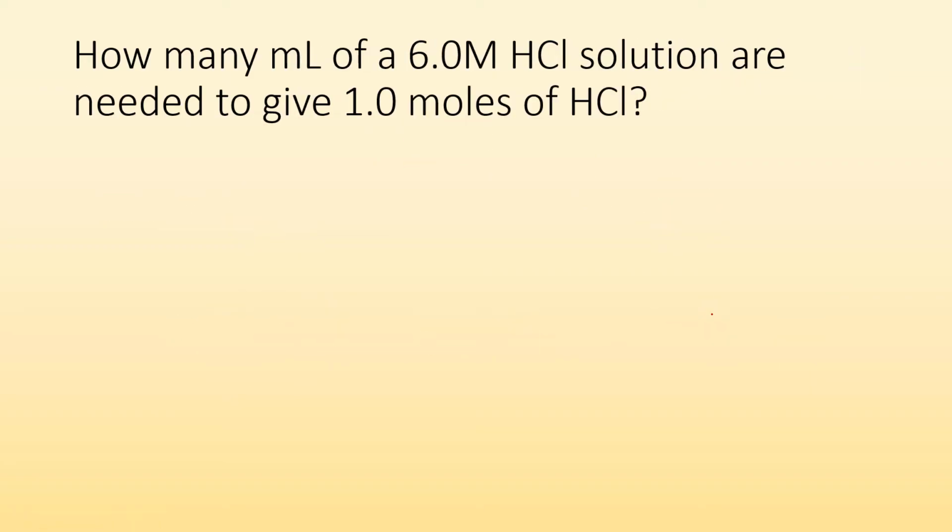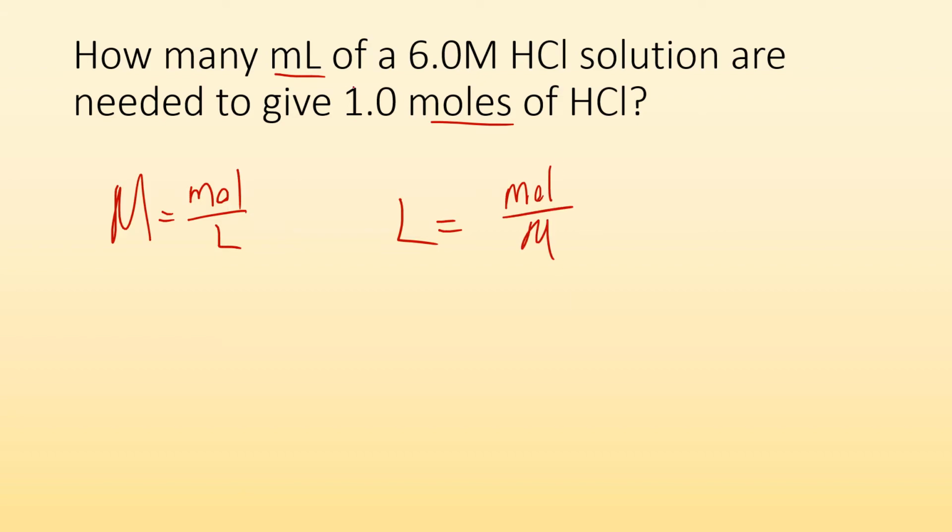All right, what about how many milliliters of 6 molar HCl solution are needed to give 1 mole of HCl? All right, well, let's figure this out. I want 1 mole, and I need to get milliliters, so I need the volume. I know molarity equals moles per liter. If I rearrange that, I get liters equals moles divided by molarity, right? And if I wanted milliliters, then I do moles divided by molarity times 1,000 milliliters per liter.